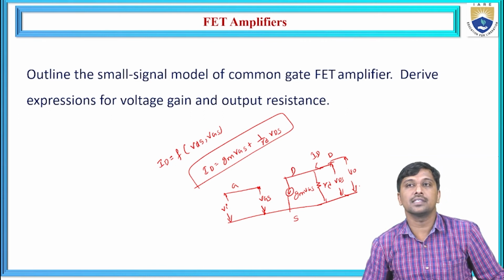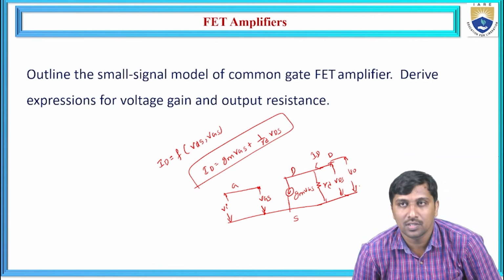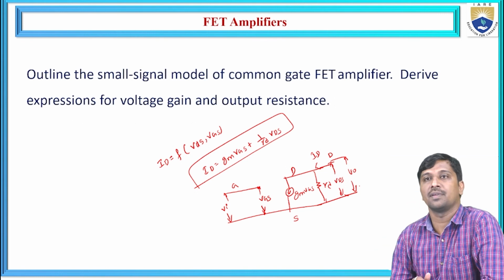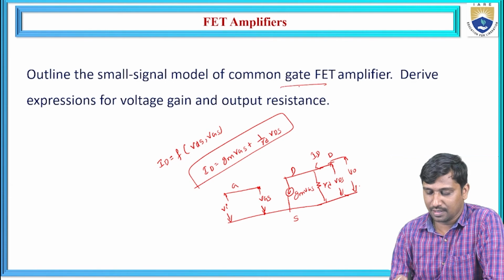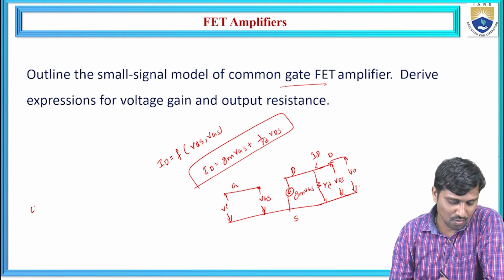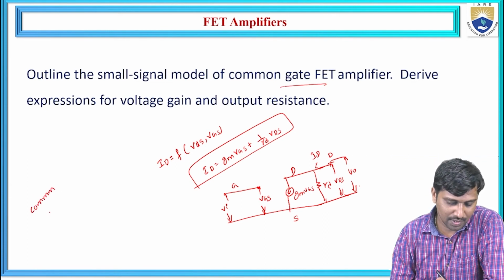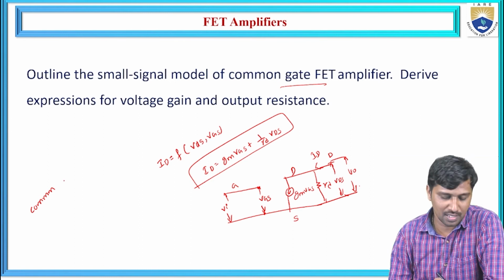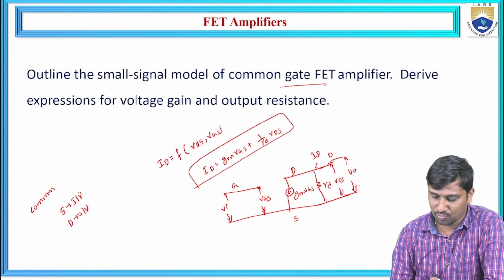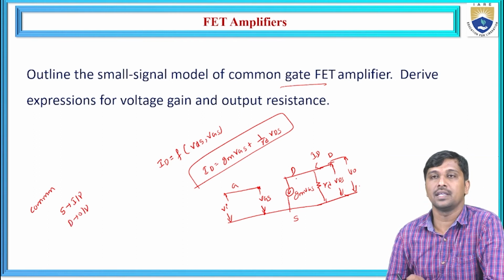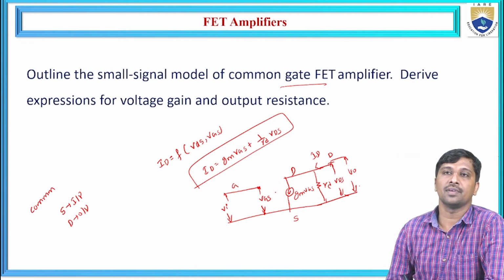By using this generalized small signal model for FET amplifier, now you should redraw it into the common gate configuration. What is the common gate configuration? Gate is common for input side and output. Source is taken as the input terminal and drain is taken as the output. You should draw like that. This should be redrawn in terms of a common gate amplifier.